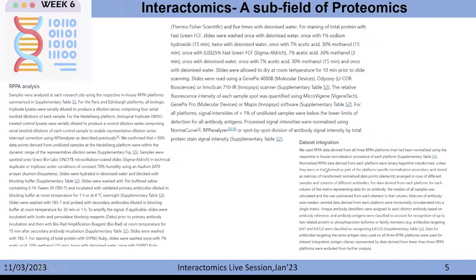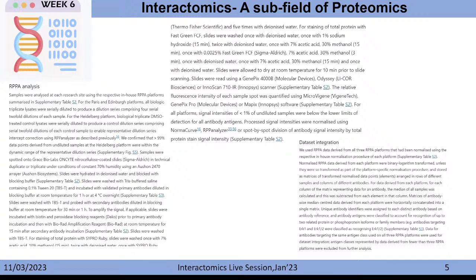So, data set integration: RPPA data derived from all three RPPA platforms had been normalized using the in-house normalization procedure of each platform. So the normalization has also been done using the in-house normalization of all those platforms. Then normalized RPPA data derived from each platform were binary logarithm transformed, log2 transformed, unless they were already transformed as a part of the platform-specific normalization, and stored as matrices of transformed normalized data points arranged in rows of different samples and columns of antibodies. This is the normal basic step where you need to perform normalization and log transformation to scale the data down.